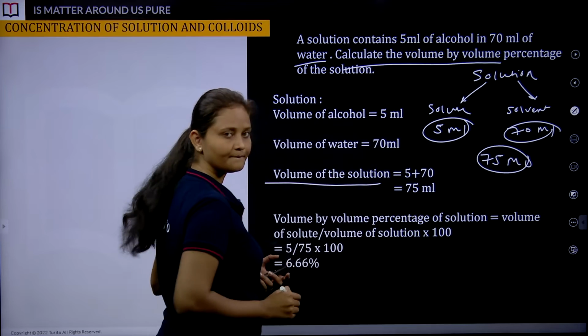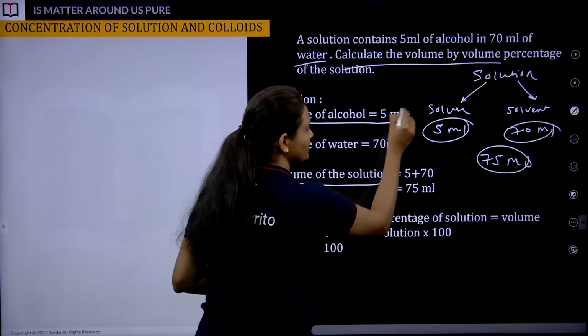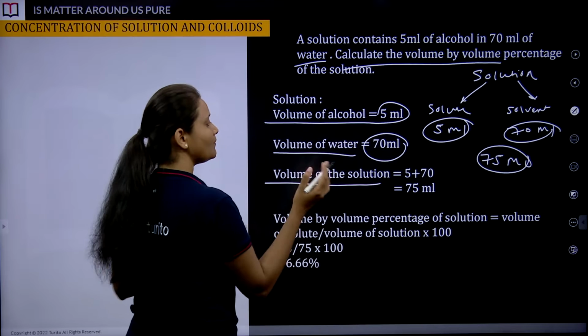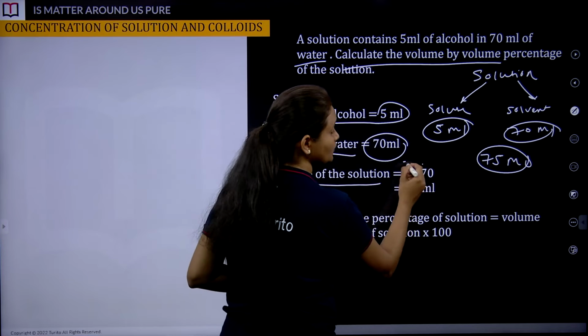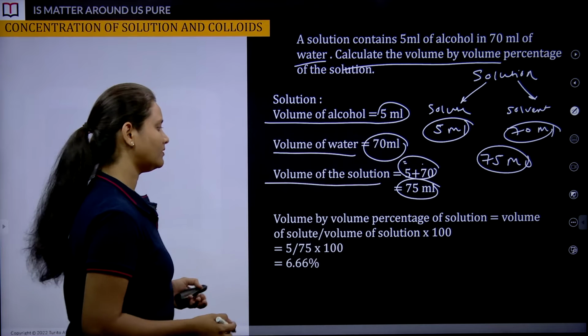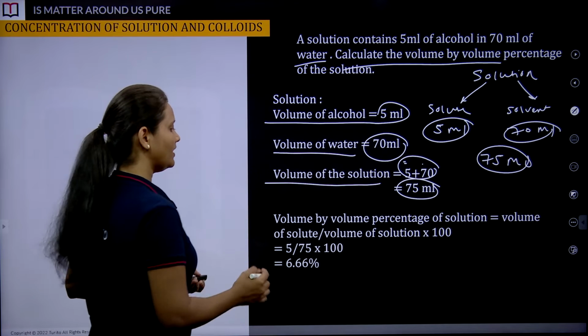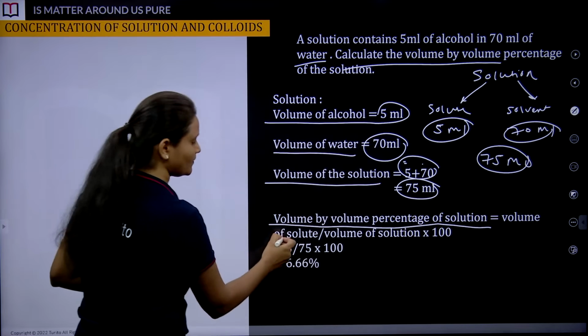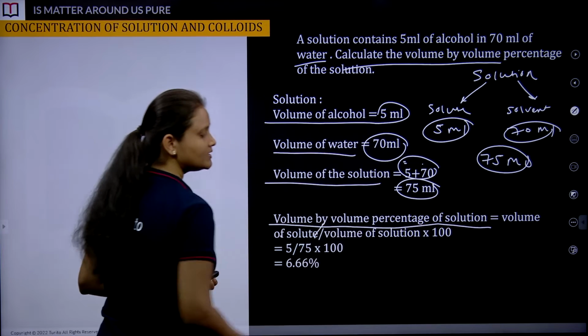Volume of the solution, correct? Firstly, volume of alcohol is 5 ml, then we have volume of water which is 70 ml. Volume of the solution, solute plus solvent, is going to give you 75 ml. And the rest of the job is very easy, where we are going to calculate volume by volume percentage of solution: volume of solute divided by volume of solution.